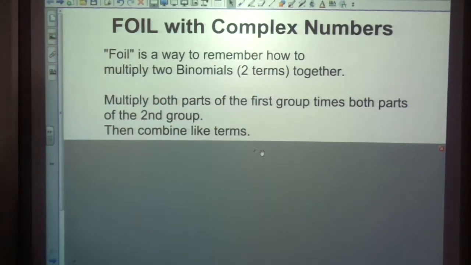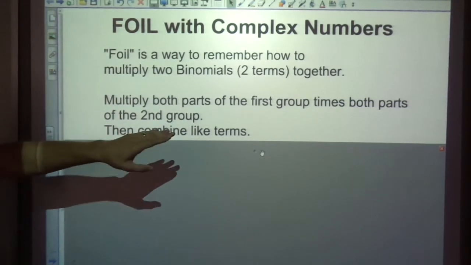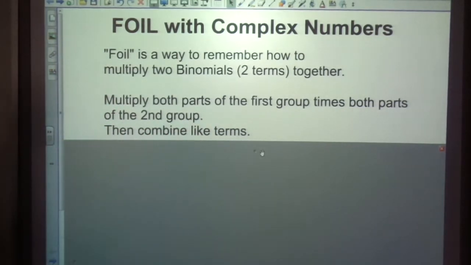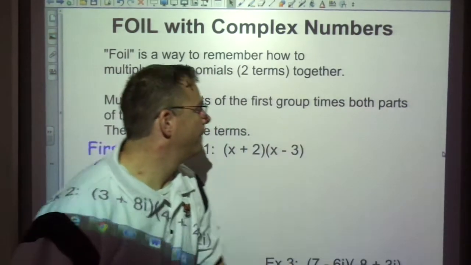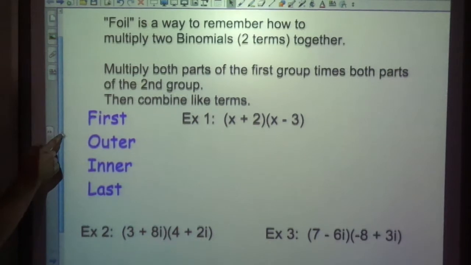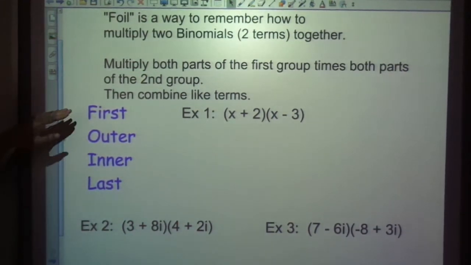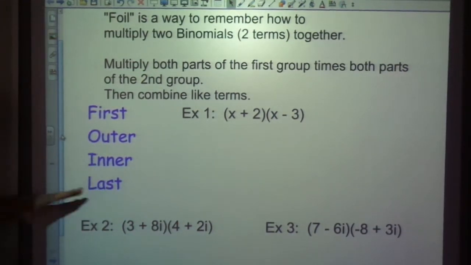Make sure you write that down. Multiply both parts of the first group times both parts of the second group, and then combine like terms. So FOIL just stands for the first, the outer, the inner, and the last.